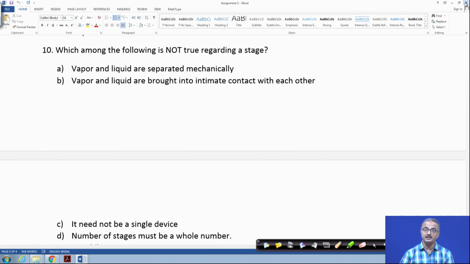And ideally a stage will ensure that after the mixing of the two phases, the product phases will be at equilibrium with each other. So that way it becomes an ideal stage or an equilibrium stage. But if there is not proper mixing, because maybe we are not able to provide enough time of mixing, then the two phases will not come to equilibrium, and so the separation obtained will be less than the separation obtained by an ideal stage.